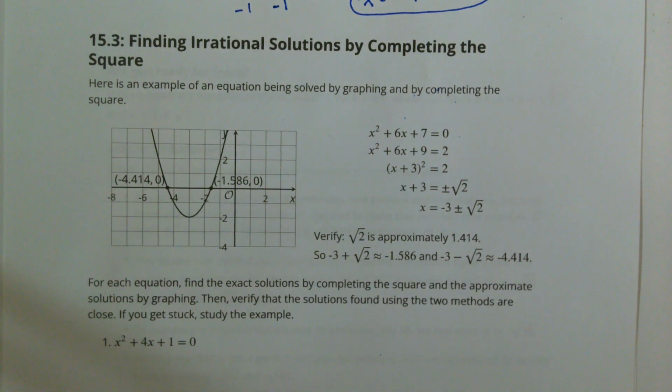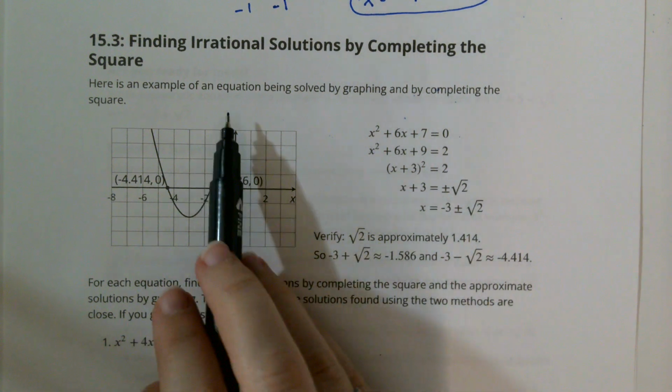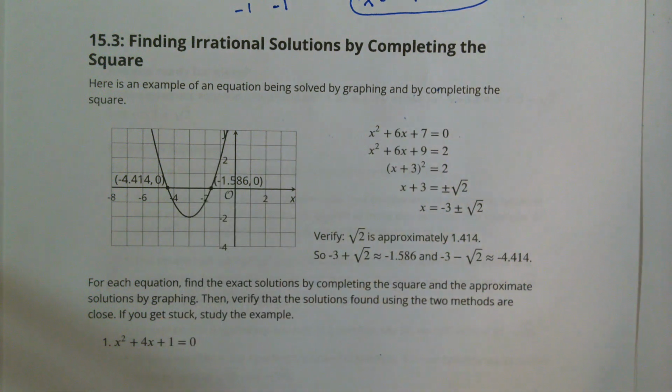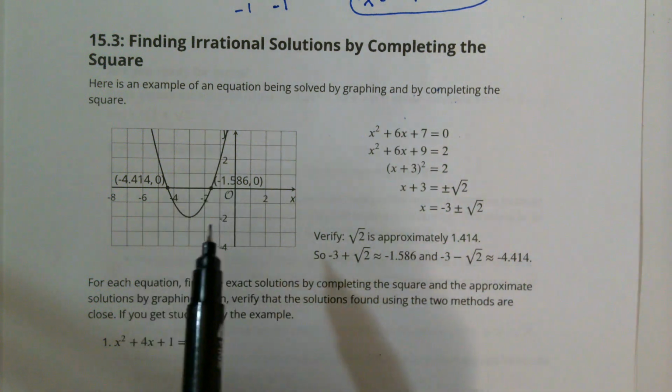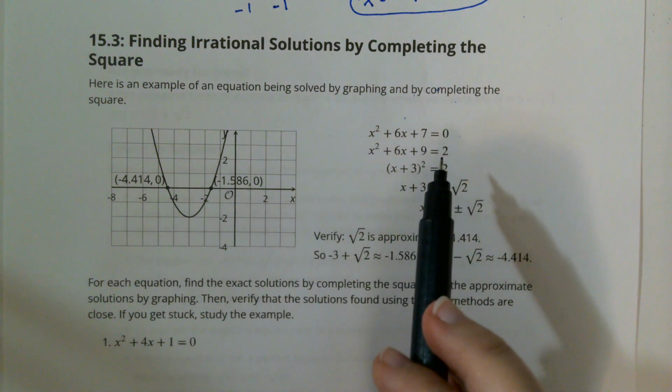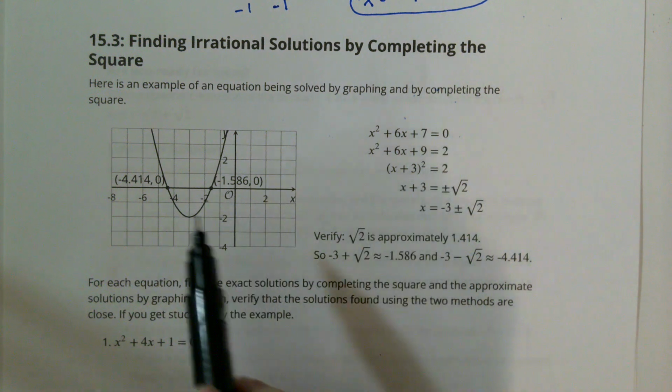Finding irrational solutions by completing the square. Okay, so let's look at this problem. It says, here's an example of an equation being solved by graphing and by completing the square. So they're trying to solve by graphing as well as solve by completing the square. So remember, we said that we could graph.